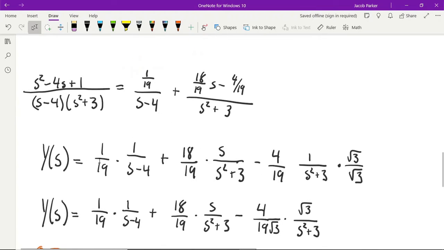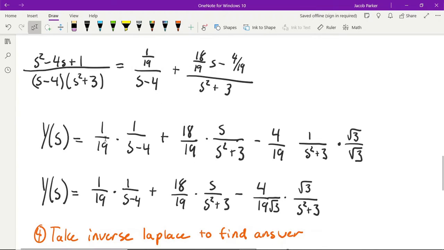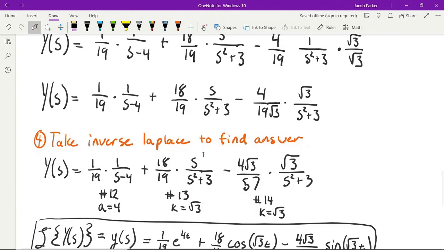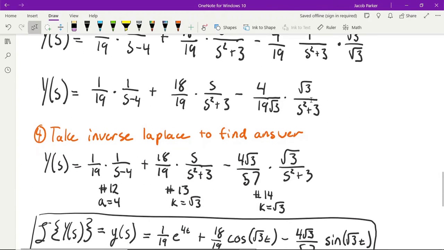So then we'll need to plug it back in to the y of s expression and reduce it to match the table entries. And everything is good except for this last one, because we'll need to multiply it by square root of 3 over 3. And this is just broken up into two parts, this part and this part, into two fractions. And the reason you multiply it by square root of 3 over 3 is to match the table entry. Then you'll get this expression here.